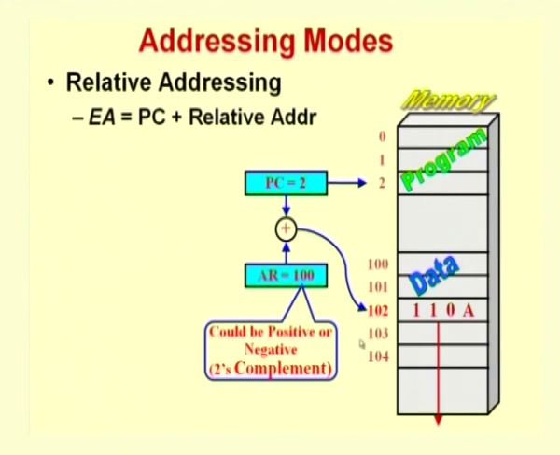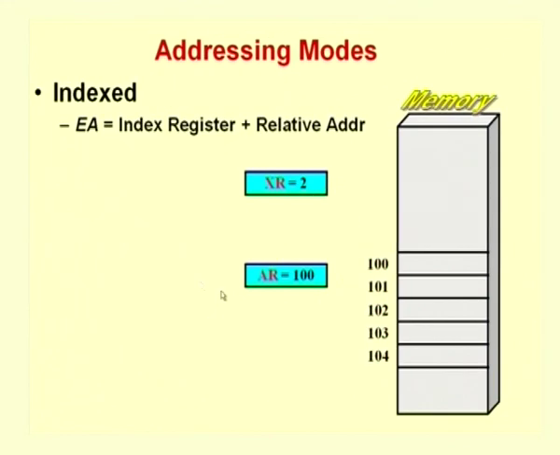So, positive or negative could be used. The next addressing mode that we need to understand is what is referred to as indexed addressing mode. Here we have another register, a special register which is used as an index register, plus another relative address can be specified. So, here the effective address is calculated as index register plus relative address. Let us see how this will work.